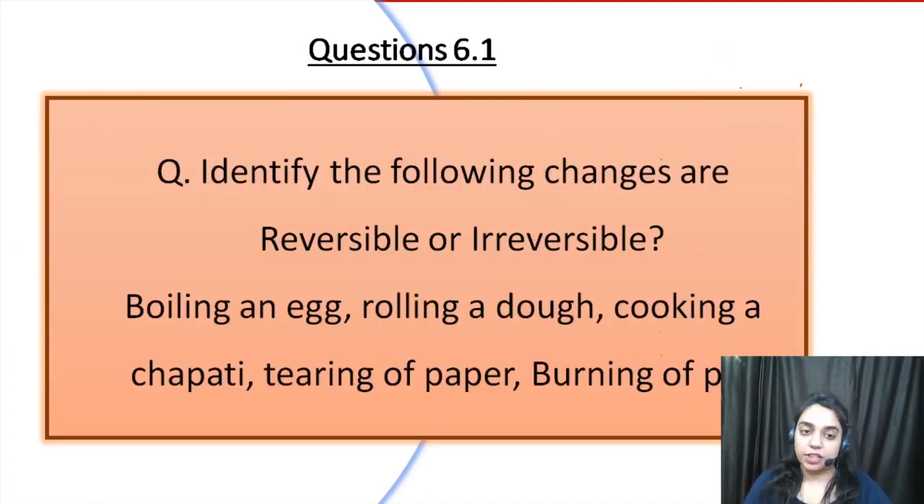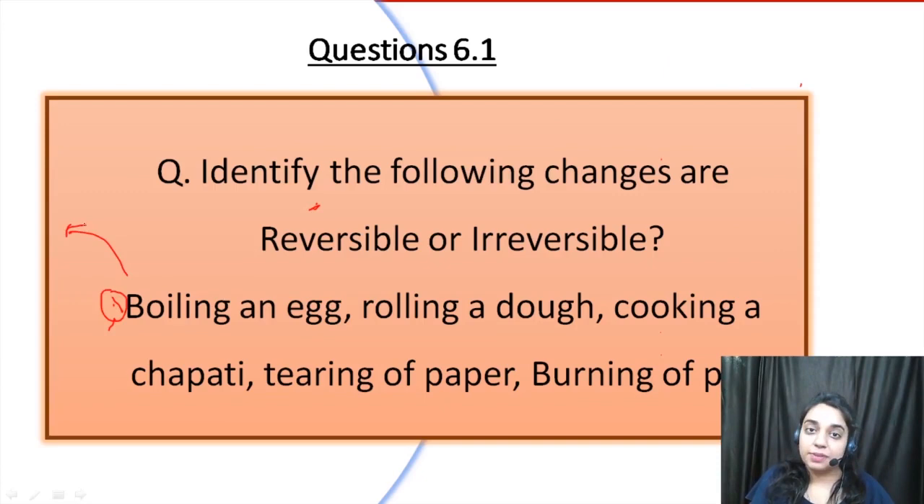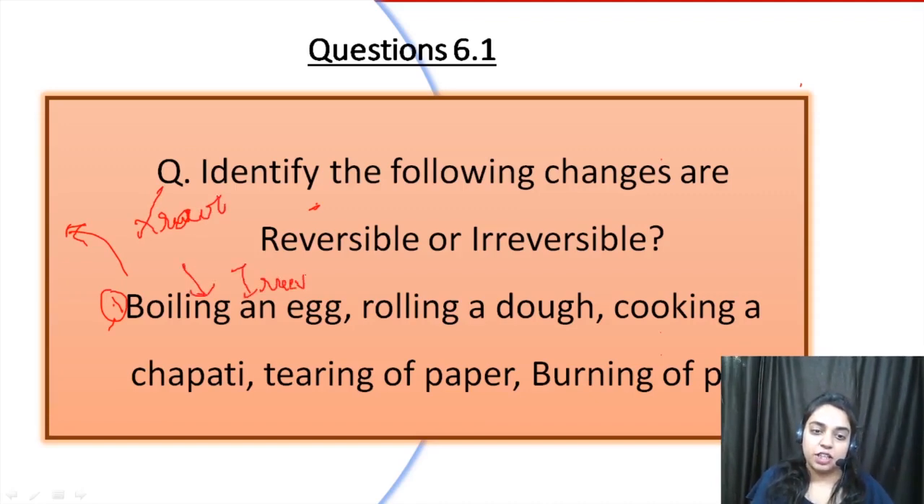Let's move to the next question now. Children, you are given a few examples and you have to identify them as reversible or irreversible changes. First is boiling an egg. Once you have boiled the egg, can you get the raw egg back? No, you won't be able to get the raw egg back. So this change is an irreversible change, right? It cannot be reversed back.